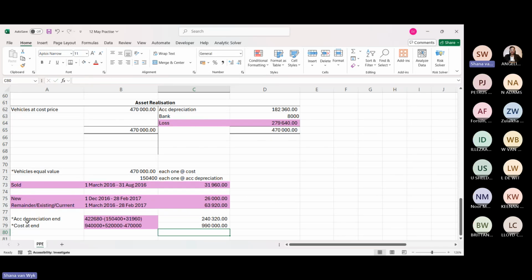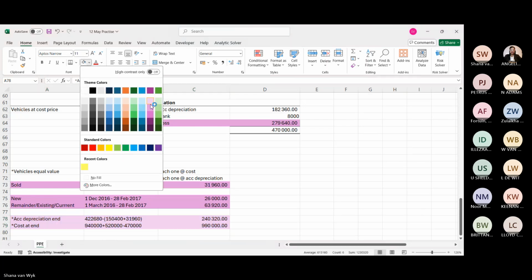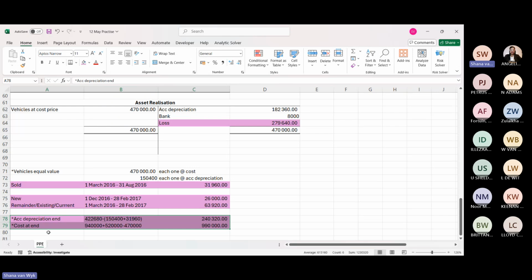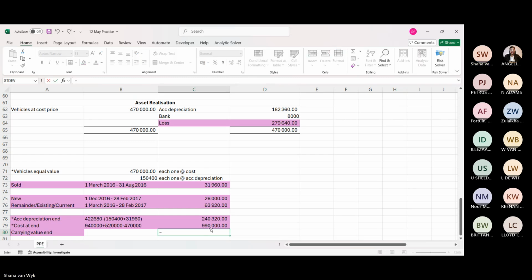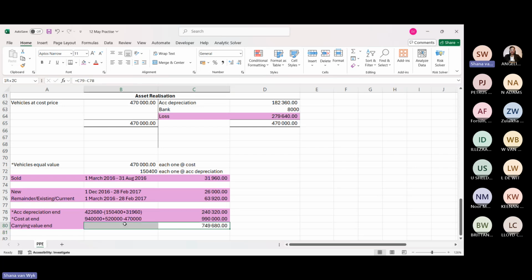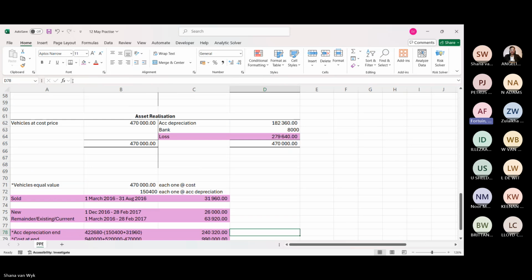Okay, there you go. And then we know our carrying value. It's just going to be this minus that. Yeah, that's your total. Your balance. Please press save. We cannot be doing this again.